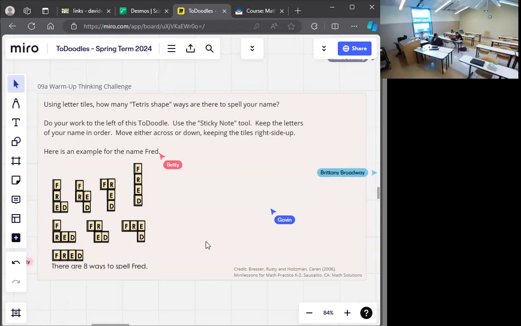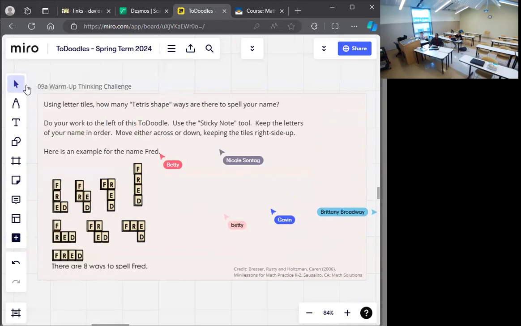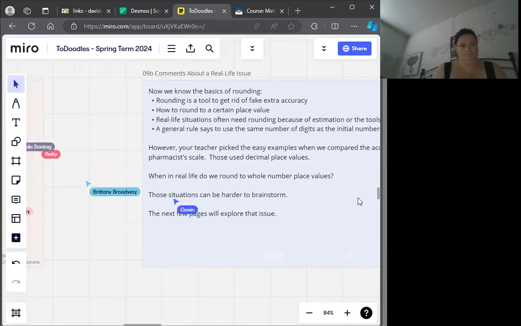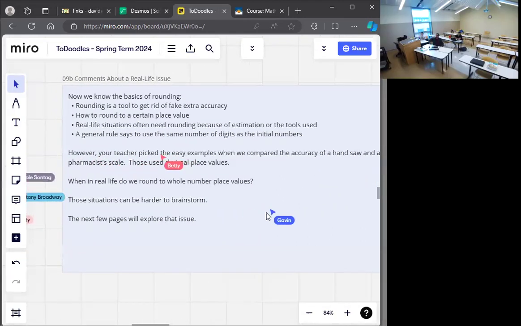This is a fun one to do with kids. So you take your name and make little sticky notes or pieces of paper at home. And how many different shapes can you make with the letters of your name? But if we're ready to keep going, we can.